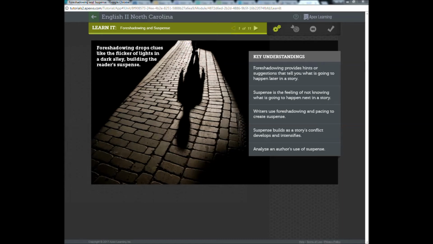Power Standard 9, authors, choices, and literature. If you reflect back, remember, Power Standard 9 is all about how we analyze the decisions that an author makes in creating a story, using the four tricks we talked about, plot, setting, conflict, and theme, and then using devices like foreshadowing, time manipulation, pacing, and flashbacks to build suspense within you, the reader.